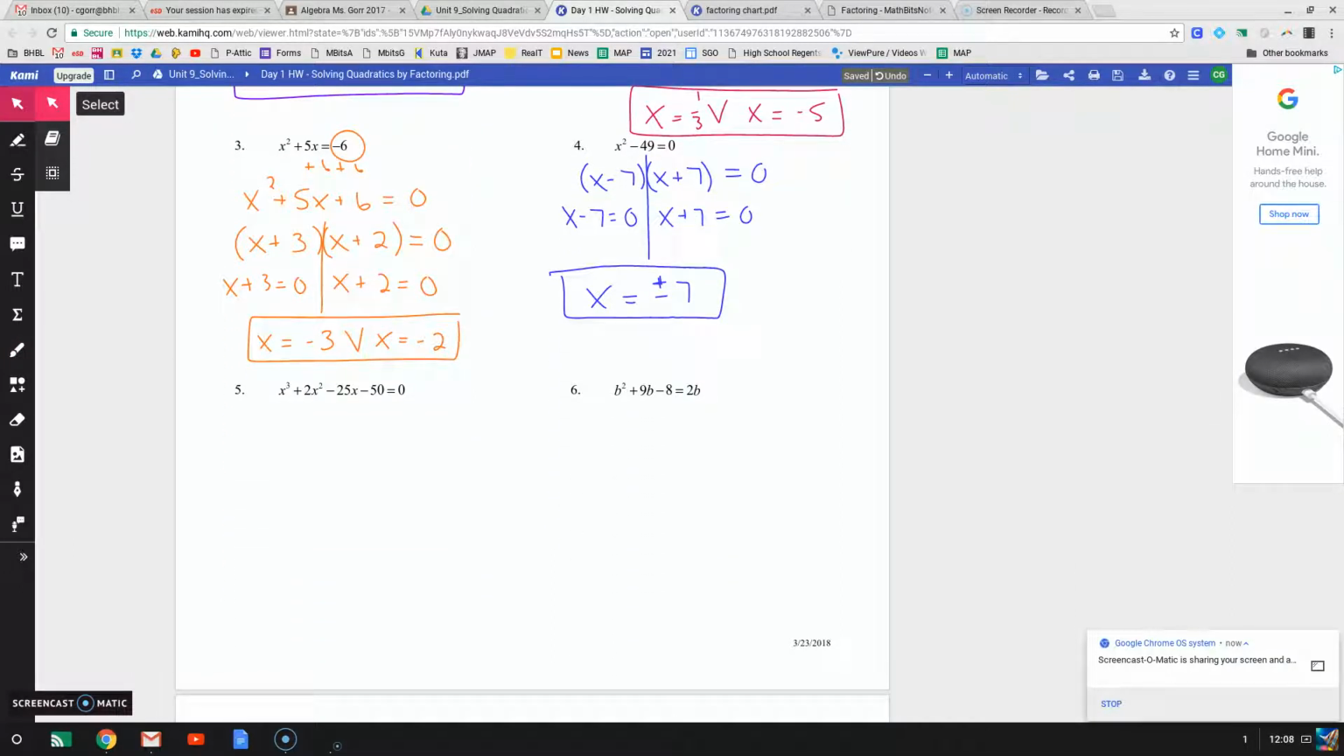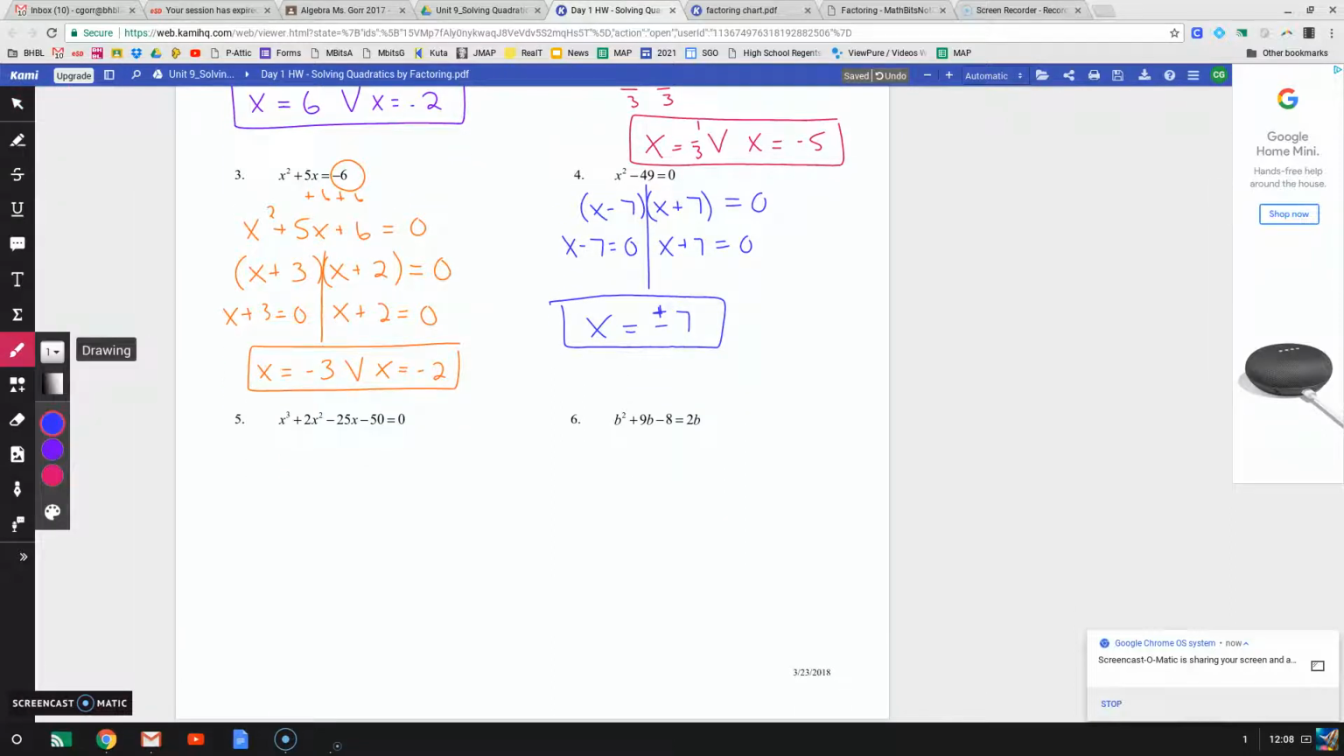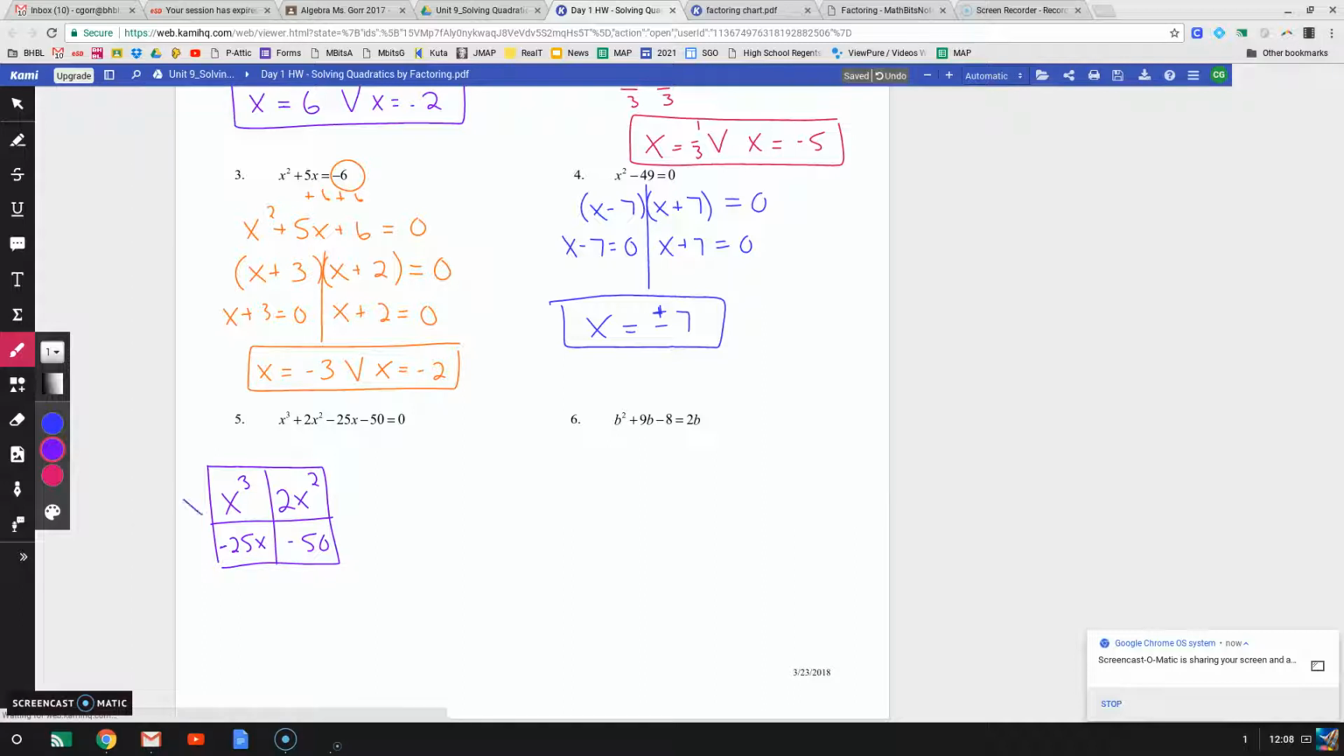Skipping down, question 5. Now notice that this one has 4 terms to it. So this might be an instance where you want to really go back to our box method. So I'm going to use my box method. I have x to the 3rd, I have 2x squared, I have -25x, and a -50. I am now going to factor out my GCFs in every row and column.